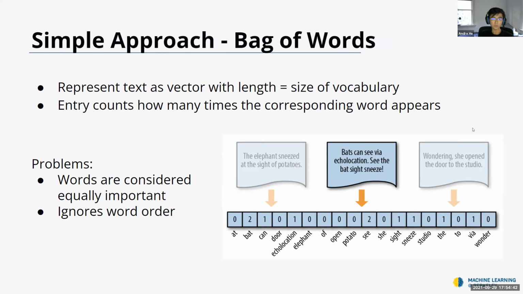And the value at that entry would just be the count of how many of those words appear in your passage. So in this case, you have "at" as the first entry. And in this particular passage in the middle, "at" doesn't show up, so the value is 0 there. And then "bat" shows up twice, so the value is 2 there.